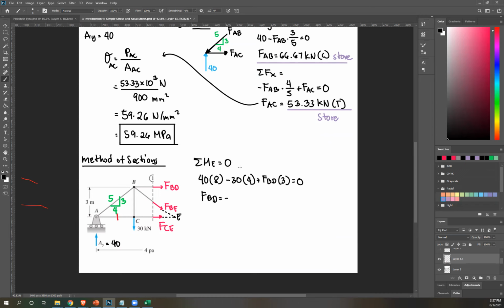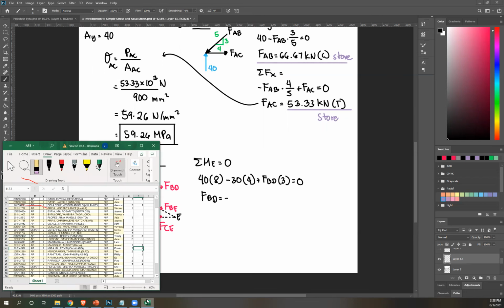Very good, it's negative 66.67. Please include the sign, positive or negative. If there's no sign, it's positive, so please indicate if it's negative or not. So very good.